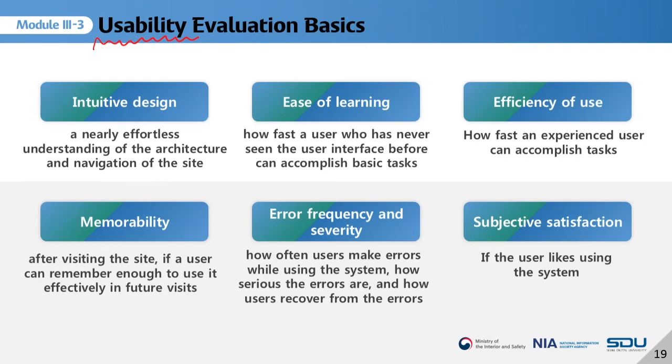The first one is intuitive design. The second issue is ease of learning. The third issue is efficiency of use. The fourth issue is memorability. Users need to easily remember the website structure. And frequency and severity of errors, technical errors, is also an evaluation item. And the final issue of evaluation of usability is subjective satisfaction. Satisfaction is always a subjective matter, not objective.